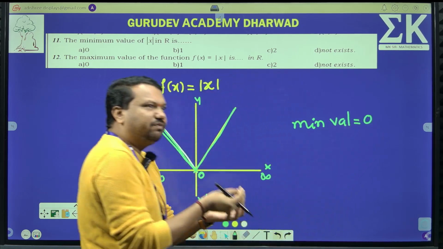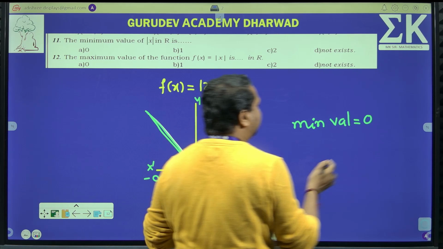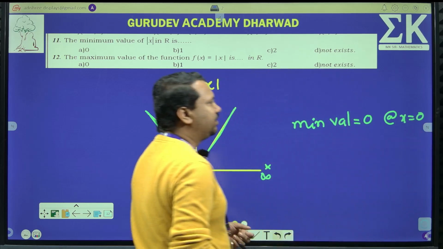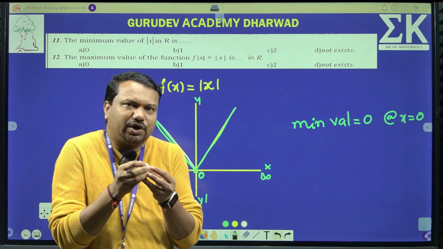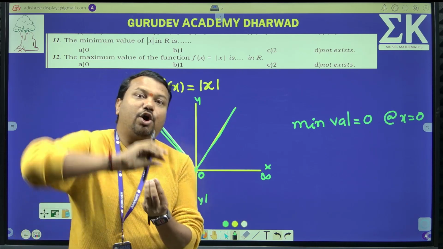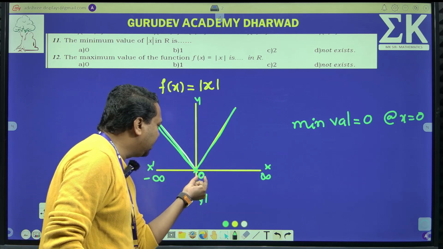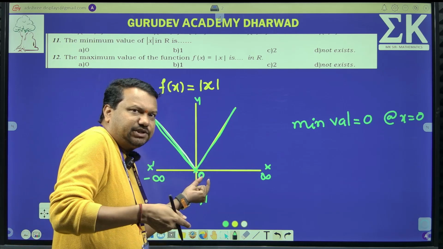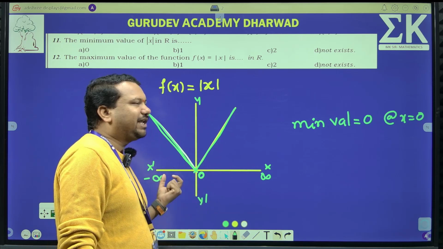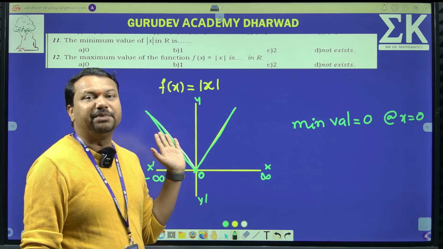When will this function become 0? When you put x equal to 0. Therefore, there exists a minimum value at x equal to 0. See, when we put x equal to 0, we get 0. So the input is 0 and the output is 0. Therefore, the input value being 0, that is when x is 0, we get 0 in y, isn't it? Therefore, at x equal to 0, the function attains its minimum value.